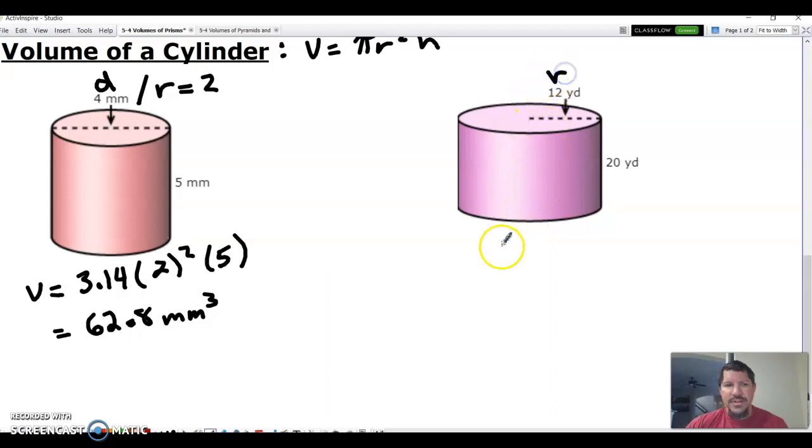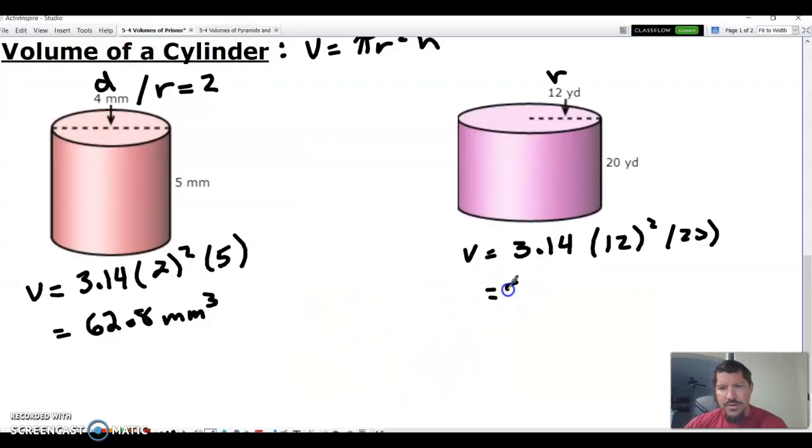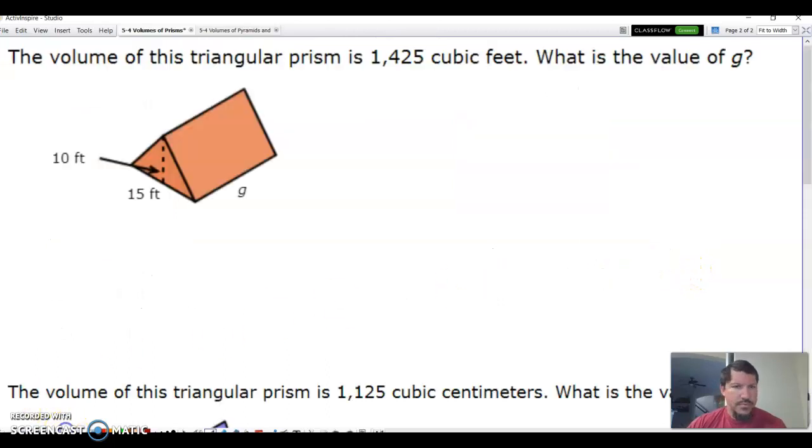Alright, so now this is my radius, which makes it really easy. Volume equals 3.14 times 12 squared times 20. 3.14 times 12 squared times 20 gives me 9,043.2. 9,043.2, in this case yards cubed, not squared, cubed. Alright, so, oh no, we still got a few more examples.